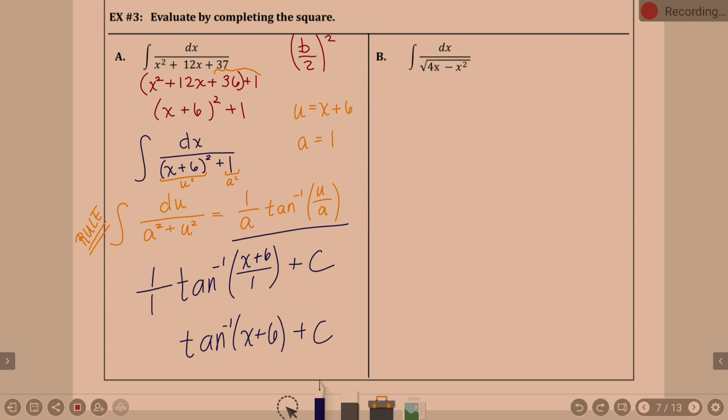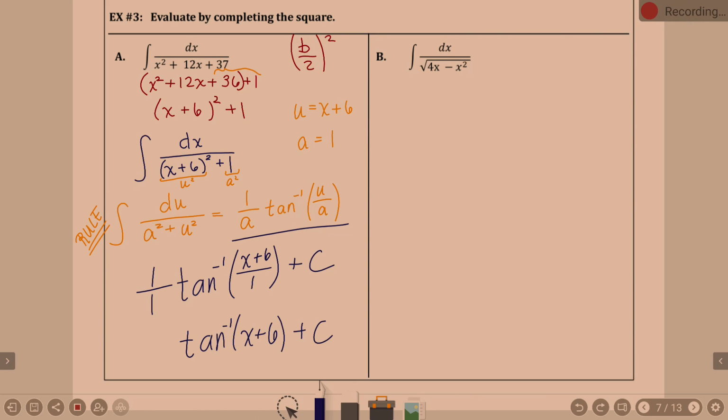Okay. Fine. B looks like another inverse. It is. Except it's not tangent inverse, is it? It's sine inverse. Okay. Now, we still have the same situation in that we need a perfect square. Or we need a similar situation to what we have.